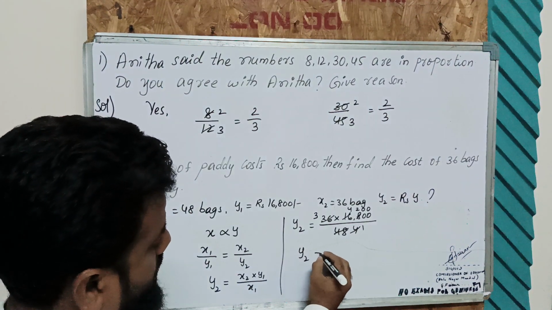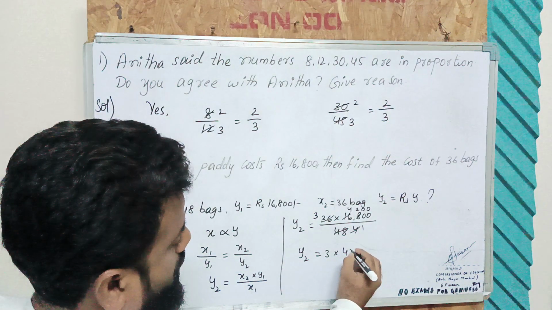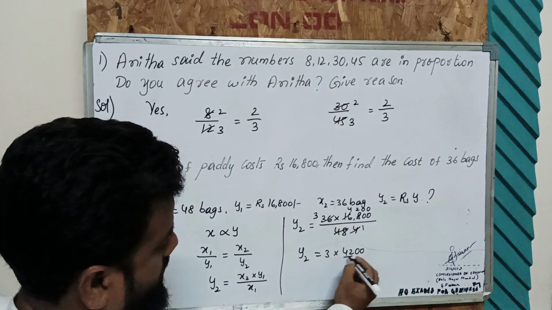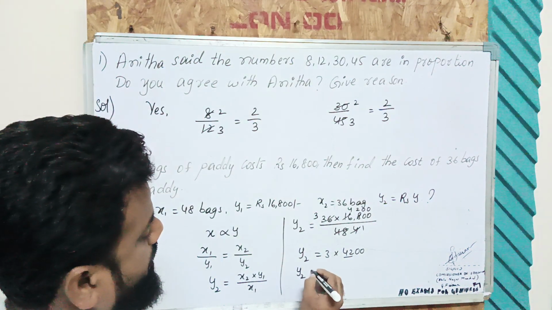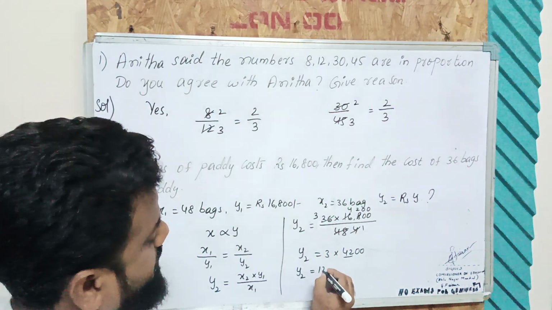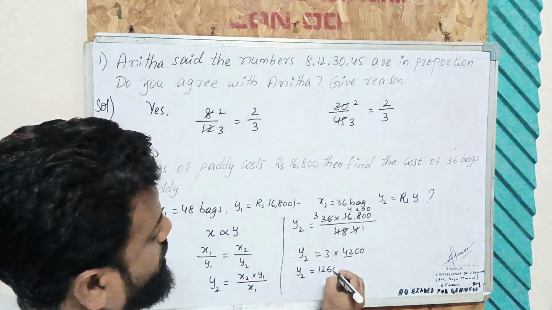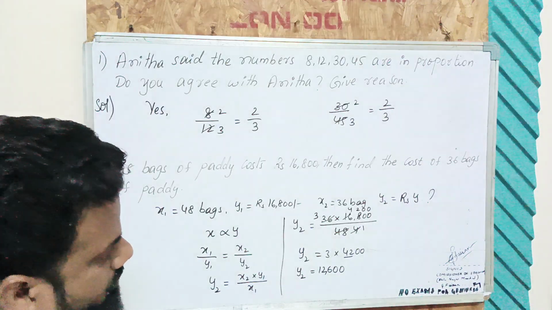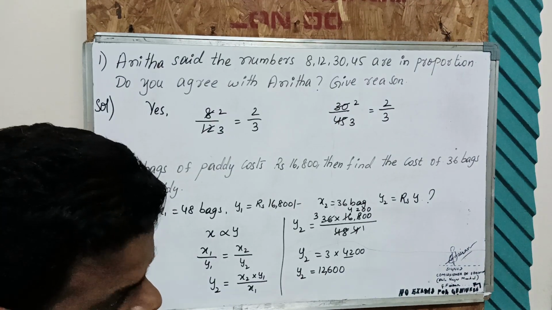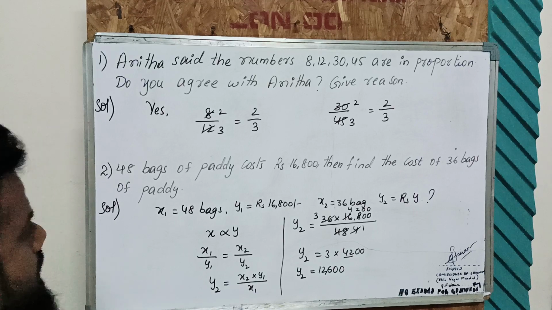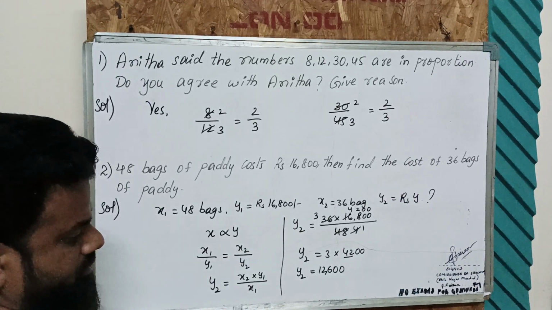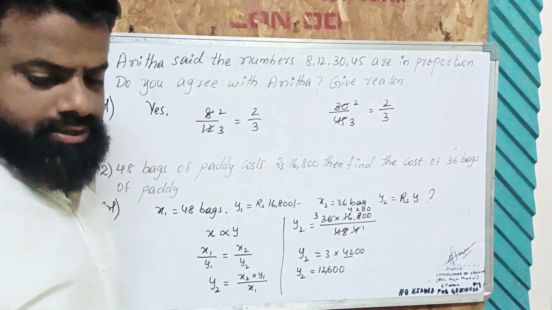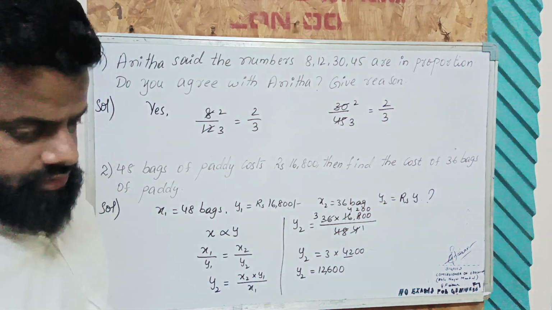So y2 is equal to 3 into 4,200. Now if we multiply this 42 with 3, it will be 126. The zeros remain as they are. So the answer for y2 is nothing but 12,600. So 36 bags cost rupees 12,600. Please make a note of this. We'll do the next problem.